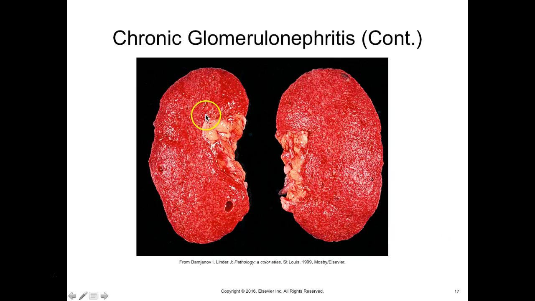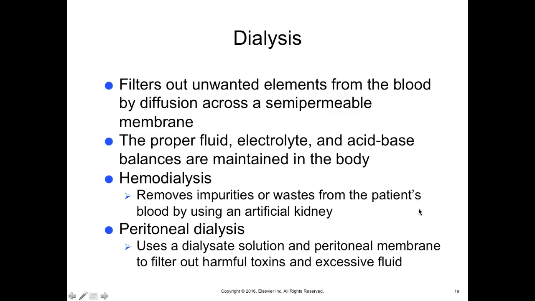So this is showing chronic glomerulonephritis. You can see the inflammation and the destruction of the kidneys. Dialysis. Dialysis filters out unwanted elements from the blood by diffusion across a semi-permeable membrane. There are different types of dialysis. There's hemodialysis and there's peritoneal dialysis. So we use dialysis when the kidneys are not functioning properly. So now the filtering mechanism of the kidney is not working, so we have to use an outside source.